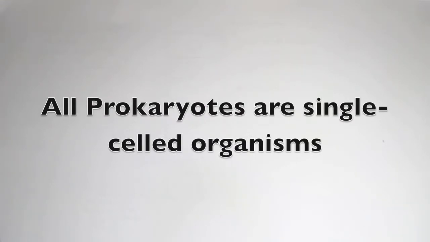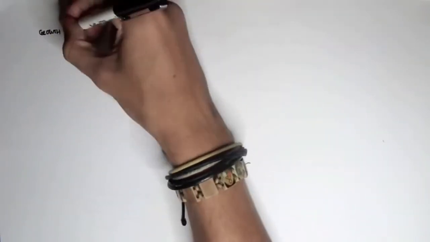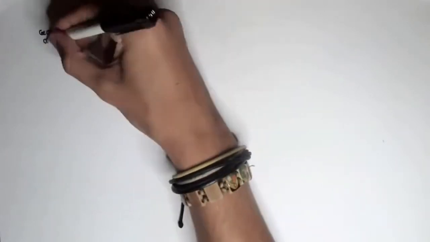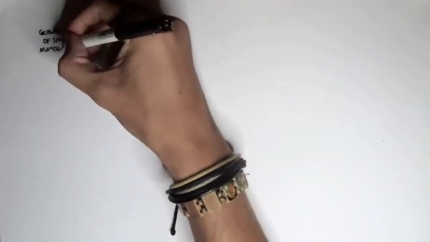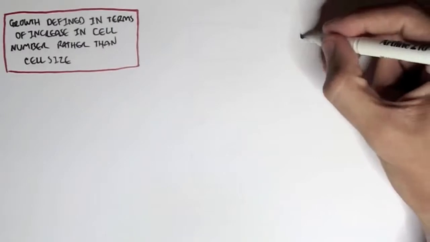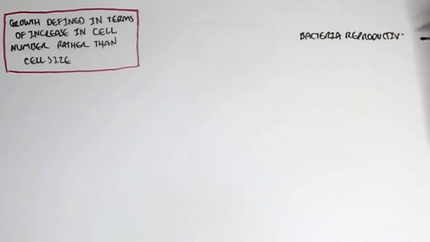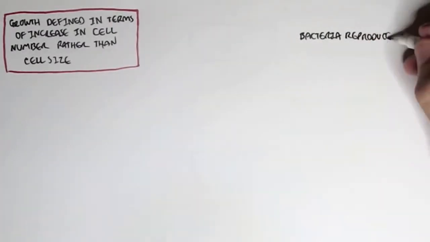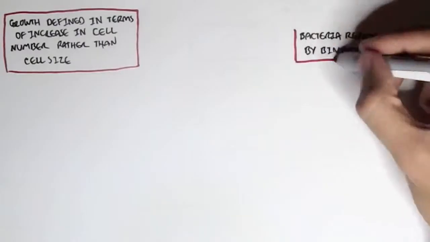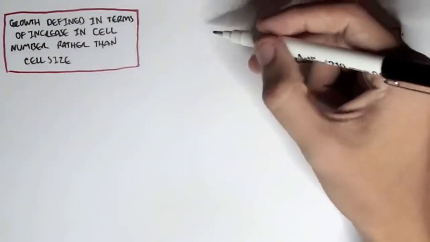Humans, such as ourselves, have multiple cells making up one organism. Bacteria have only one cell making up that organism. So, the growth of a bacteria is defined in terms of an increase in cell number rather than cell size. And bacteria replicate not through mitosis and meiosis, but through a process known as binary fission. So bacteria reproduce by binary fission.